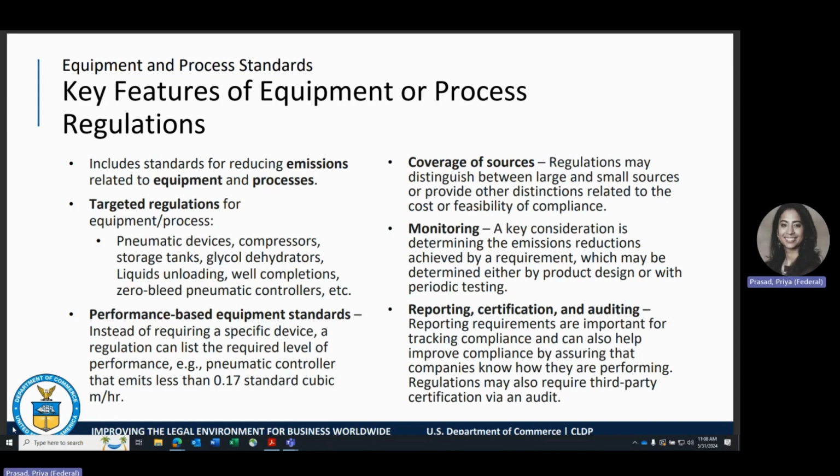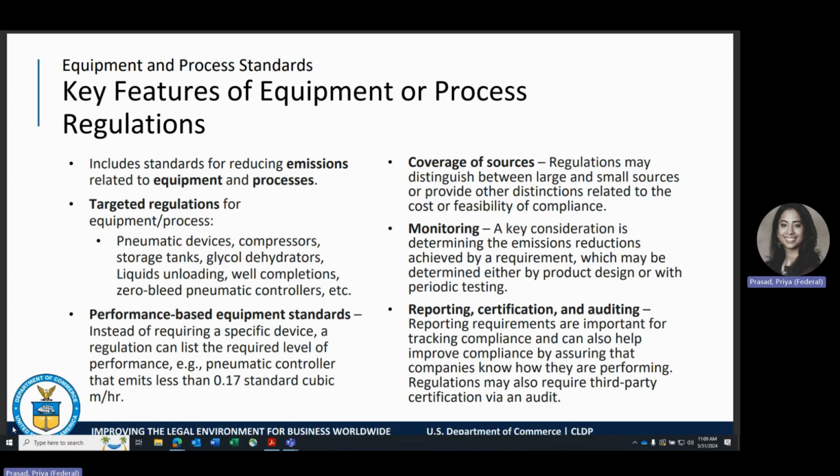Some of the key questions for regulators and the key design features that need to be discussed include the coverage. A lot of regulations distinguish between large and small sources or provide other types of distinction related to cost or feasibility of compliance. For example, equipment that's used in very remote sources where there's limited or no access to regular electricity or grid electricity might have a different requirement from those that are located close to grid electricity.